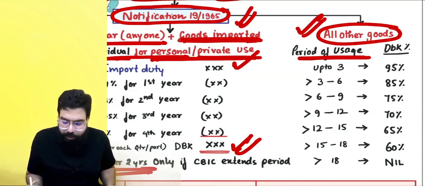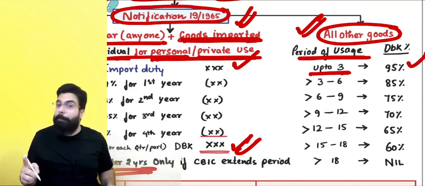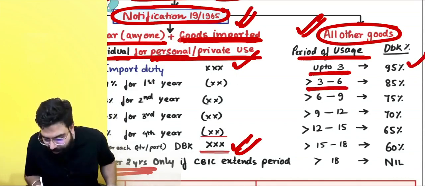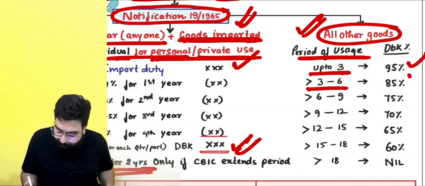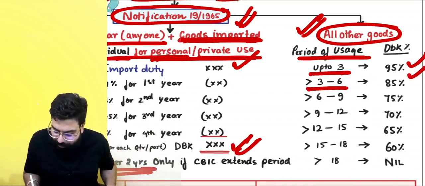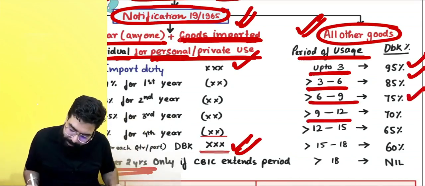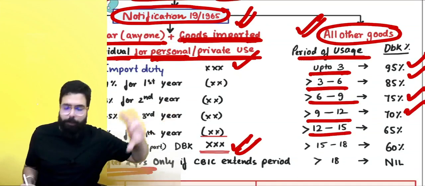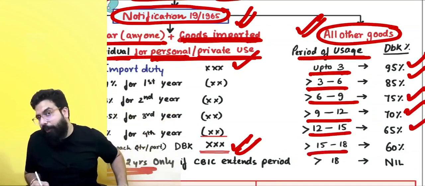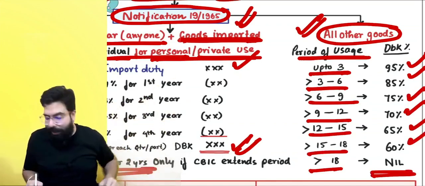Sir, if the period of usage is up to 3 months, then duty drawback 95%. If the period of usage is greater than 3 months up to 6 months, then 85%. If the period of usage is greater than 6 months up to 9 months, then 75%. Greater than 9 months up to 12 months, then 70%. Greater than 12 months up to 15 months, 65%. Greater than 15 up to 18, it is 60%. Greater than 18, you will not get any duty drawback.